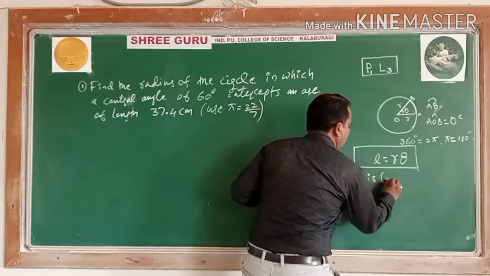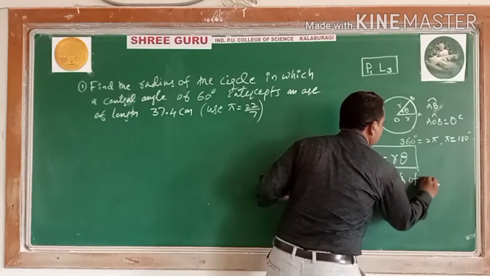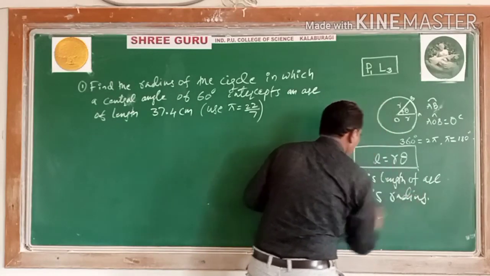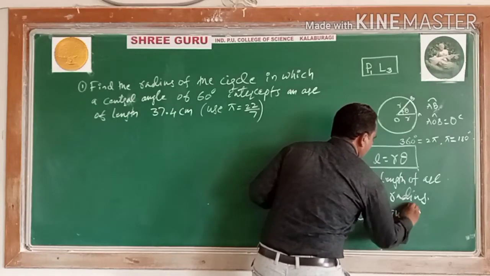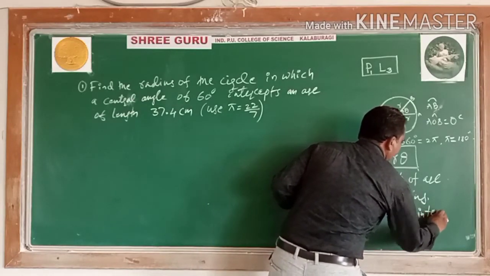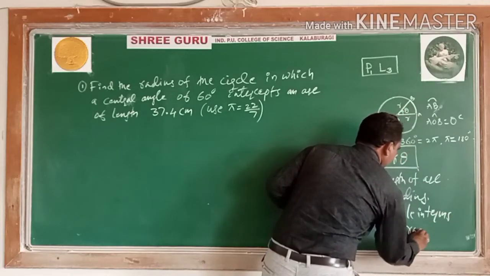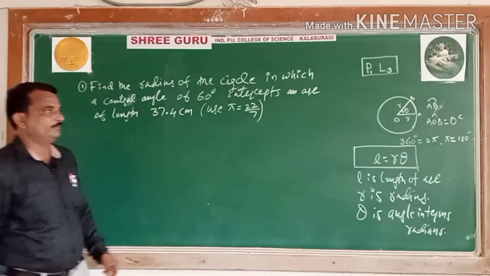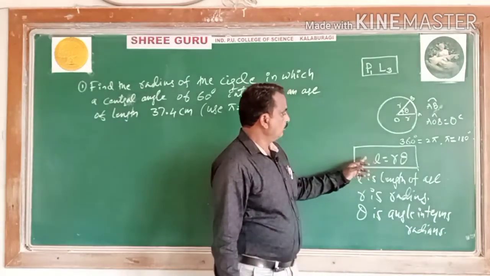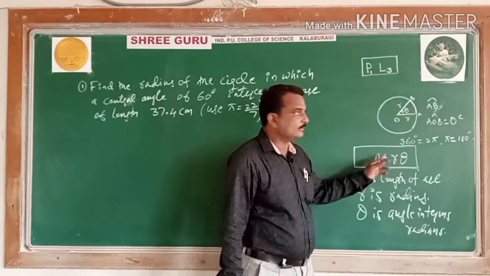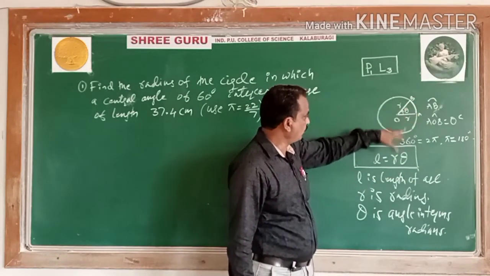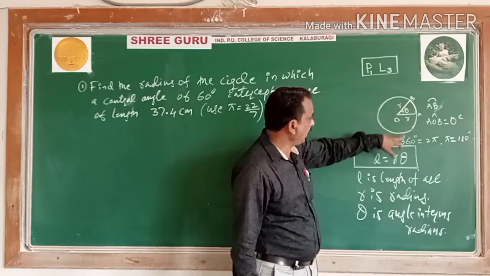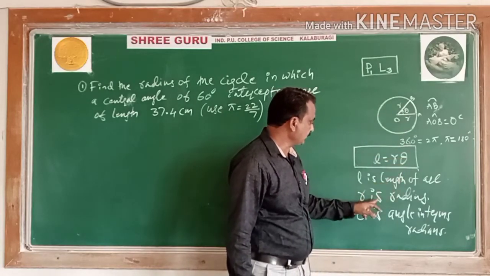Here you write down this formula. L is length of an arc, R is radius, theta is angle in terms of radians. Remember this formula. We know that L is equal to R theta. L means what here? Length of an arc. L is equal to R into theta, where R is the radius of the circle and theta is the angle subtended in the center.